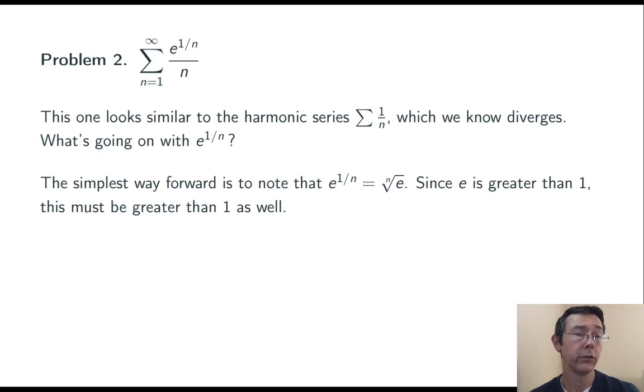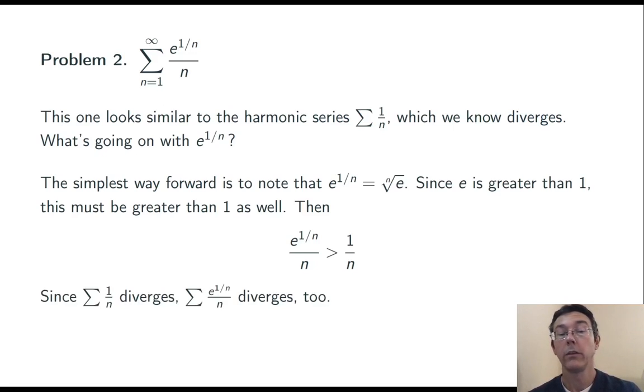So that can also be written as the nth root of e. Let's remember that e is about 2.72. It's bigger than 1. So no matter what root I take of it, whatever positive root I take of it, I'm always getting something bigger than 1. Therefore, e to the 1 over n is greater than 1 over n. Since the sum of e to the 1 over n is going to be greater than the sum of 1 over n, we know that the series in question diverges, because the sum of 1 over n diverges.